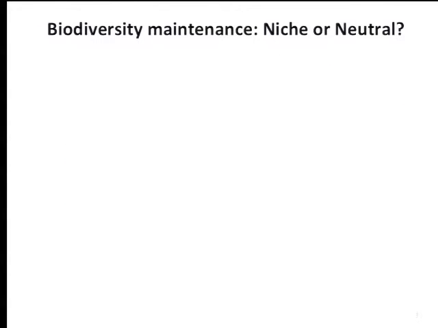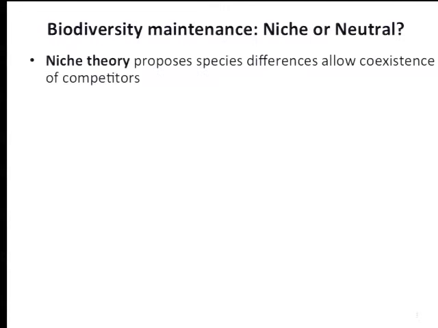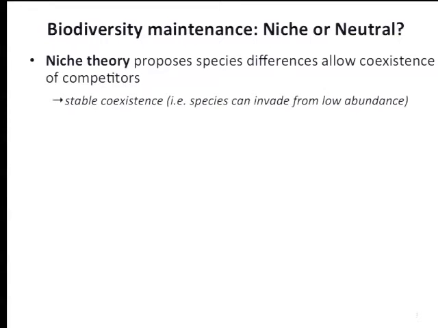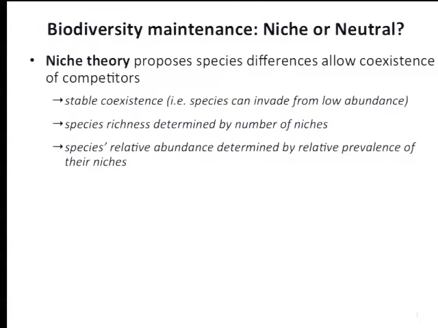So at the most basic level, the question of biodiversity maintenance in ecology as of late has been focused on whether it's niche or neutral in nature. So niche theory proposes that species differences allow coexistence. And this involves stable coexistence, where species can actually invade one another from low abundance. So it may not have an equilibrium point that's stable, because we know the population dynamics might be more complicated than that. But when species abundances get low, there's a restoring force bringing them back into the system. And in this case, species richness would tend to be determined by the number of niches available in the system, so just how many species could stably coexist in the system.